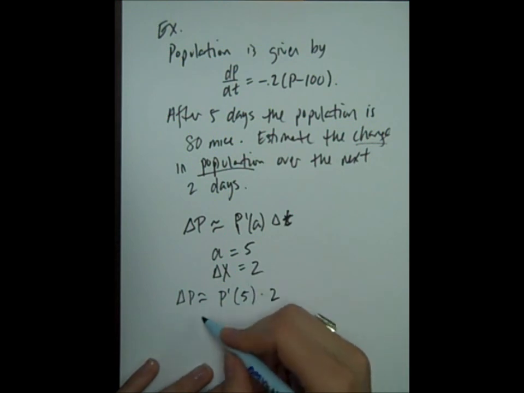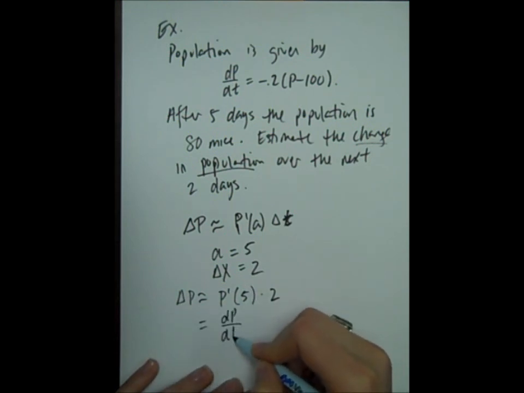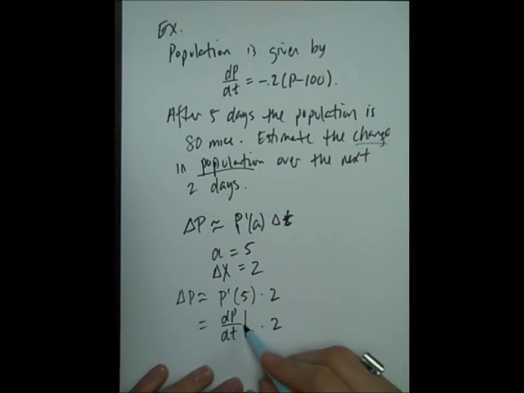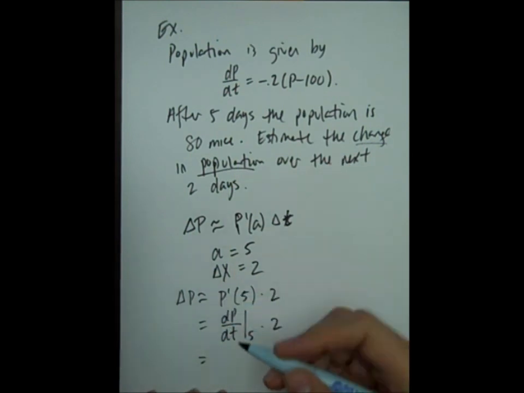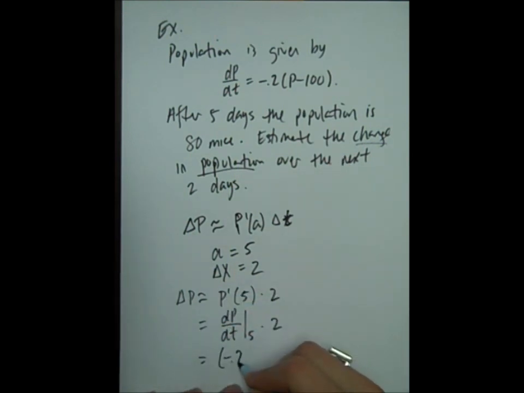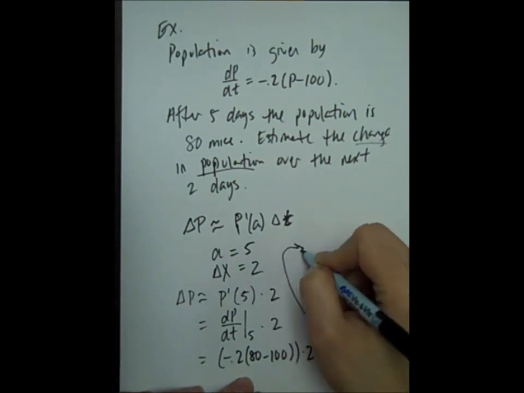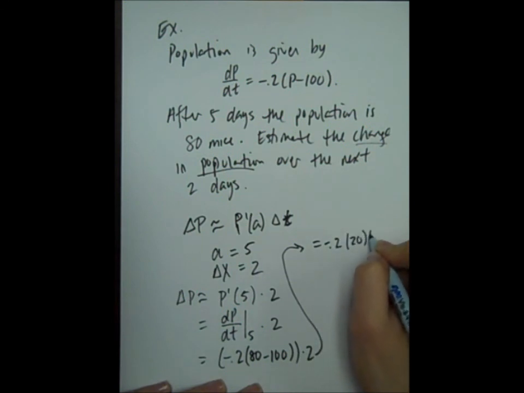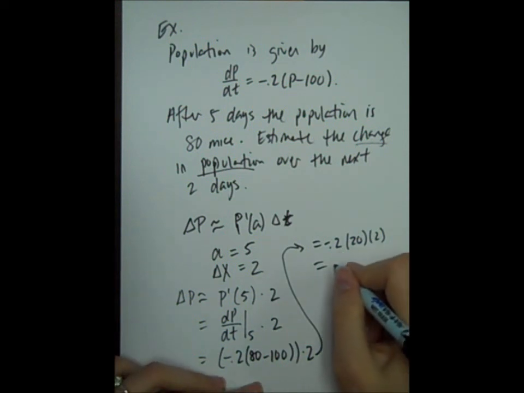Well, what is p prime of 5? Remember, another way to write p prime is dp dt. So this is just different notation, so dp dt, well, we have an equation for that. So it'll be negative 0.2, but not 5 minus 100. Right, 5 is a t value. We need to plug in the population at 5, which we were given as 80. And then I'm going to multiply the whole thing by 2. So this will be negative 0.2 times 20 times 2.